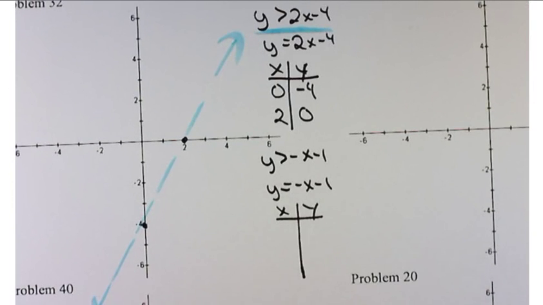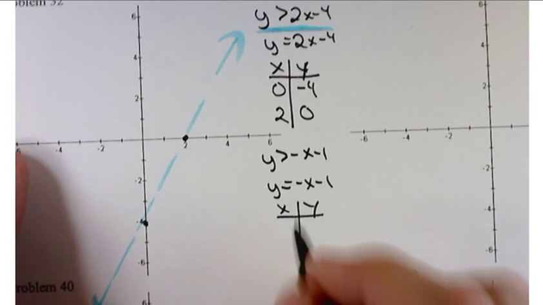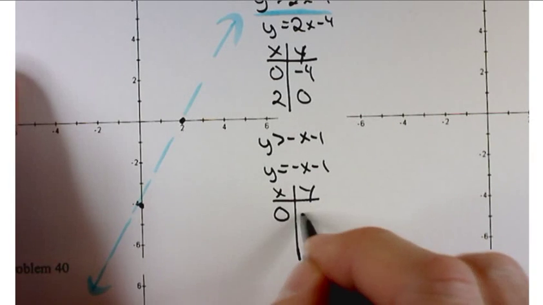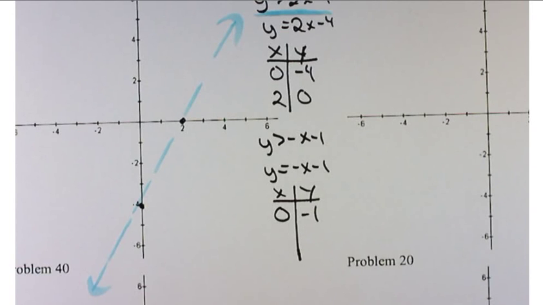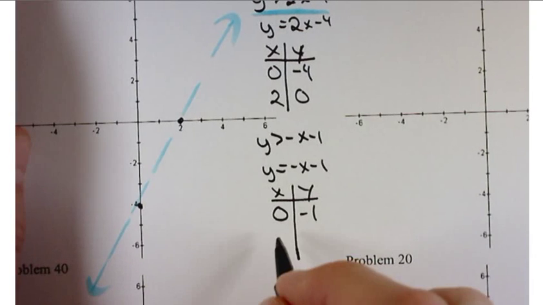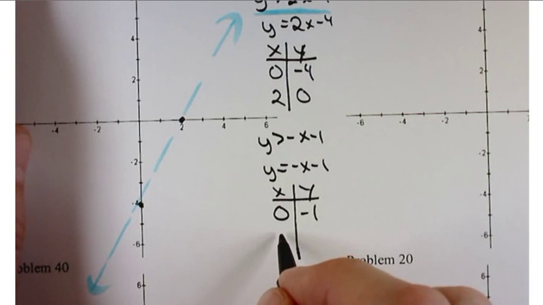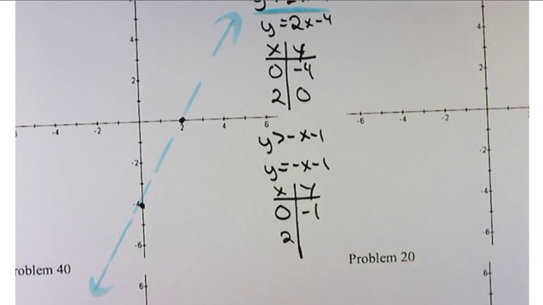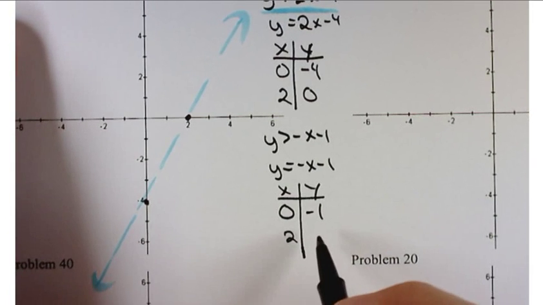y equals negative x minus 1. As before, we'll start out with a 0 here. Plug in a 0 for x. We get negative 1 for y. What else can I plug in? Let me go with a 2 for x, because if I'm trying to plot x equal 1, sometimes they get a little too close together. I want to give myself a little more room. If I put in a 2 for x, now what do I get for y?